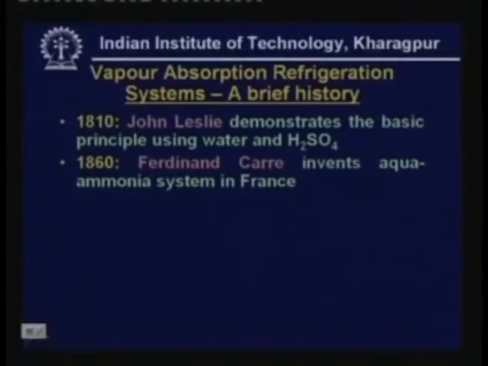The first vapor absorption refrigeration cycle was suggested by Ferdinand Carr in 1860. He used ammonia as a refrigerant and water as the absorbent. This is a very important invention, and aqua ammonia systems are also used even today.